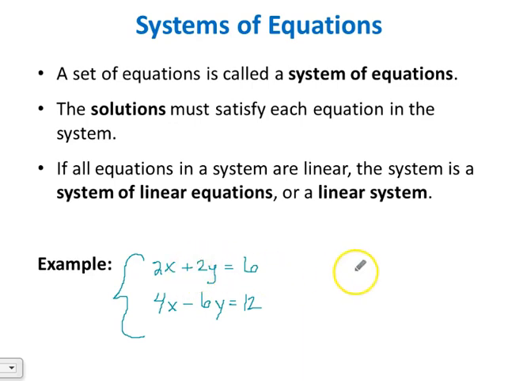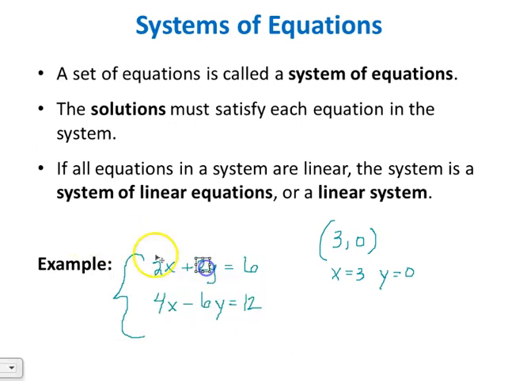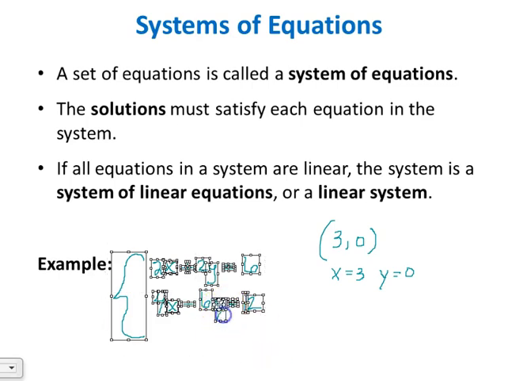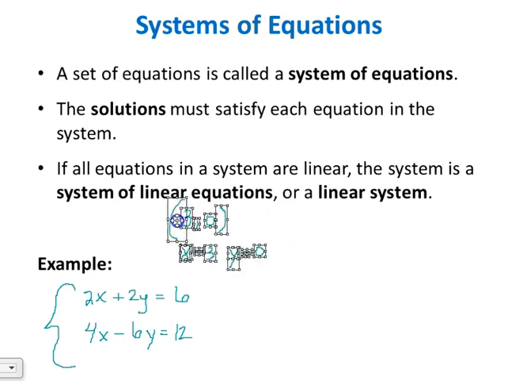For example, for this system of equations here that I just put up, the solution is 3, 0. That means that x is equal to 3 and y is equal to 0. And when we plug that into both equations, we will find it true. So we're going to go ahead and check that. I'm going to move stuff around here so that we can do that math.